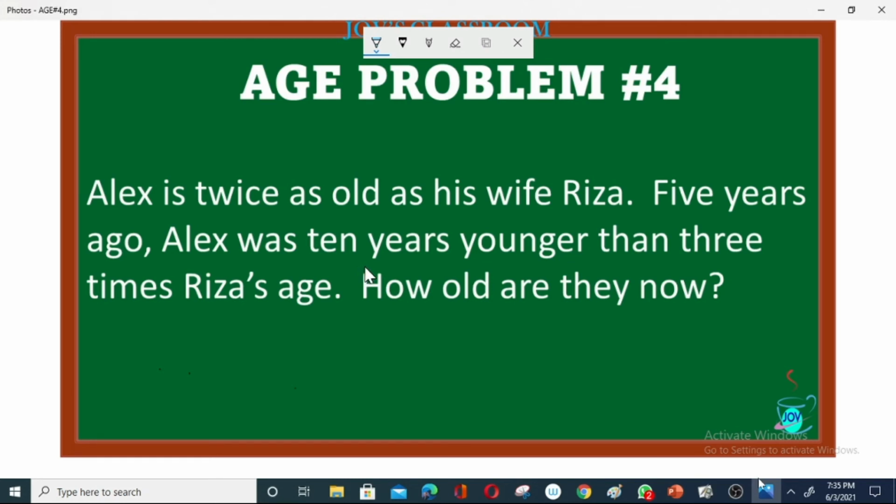So, Alex was 10 years younger than... 5 years ago. Okay, so 5 years ago Alex was 10 years younger than 3 times Risa's age. So what is Alex's age 5 years ago?